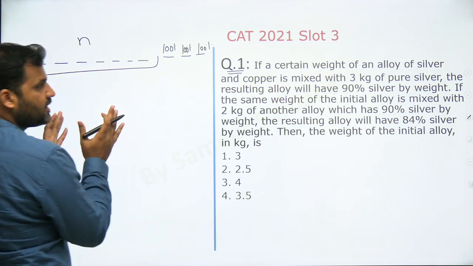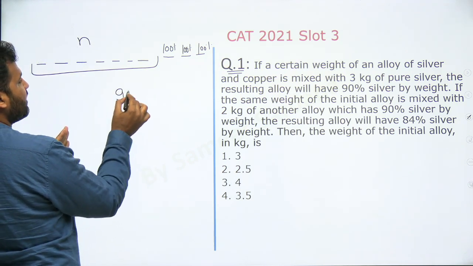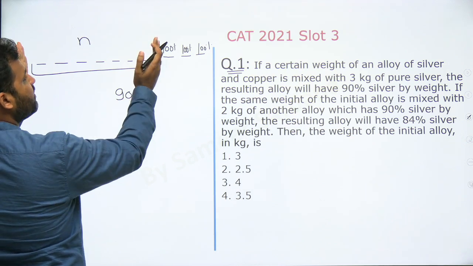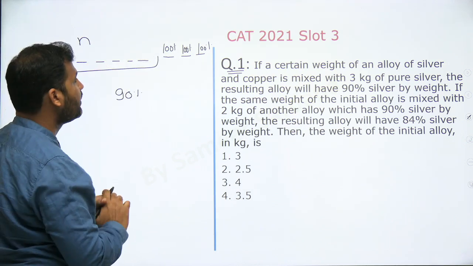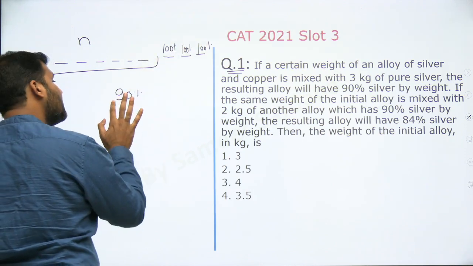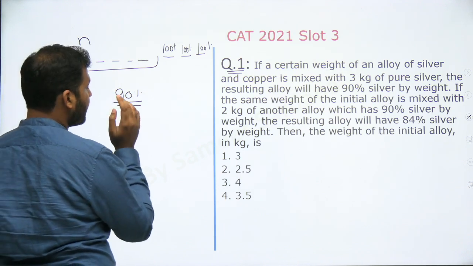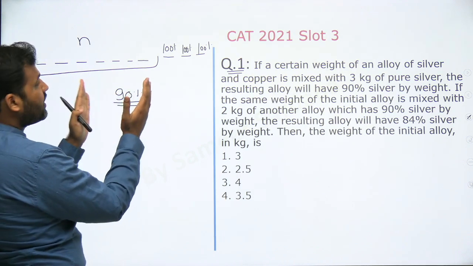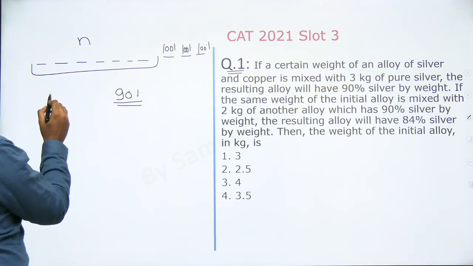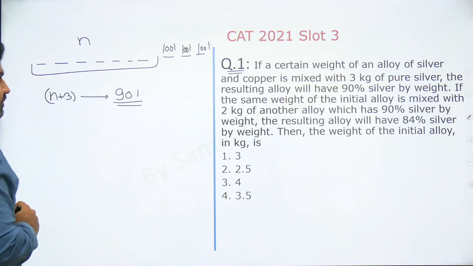And the resulting alloy will be having a 90% silver. That means ये n यूनिट में कितना परसेंट सिल्वर है we do not know. इसको जब आप 3 यूनिट 100% सिल्वर के साथ कंबाइन करोगे तो रिजल्टिंग अलॉय बनेगा वो 90% सिल्वर है. दैट इज एवरेज, तो 90% पे बैलेंस हो रहा है. सो n प्लस 3 यूनिट जो है उस पे 90% सिल्वर है.